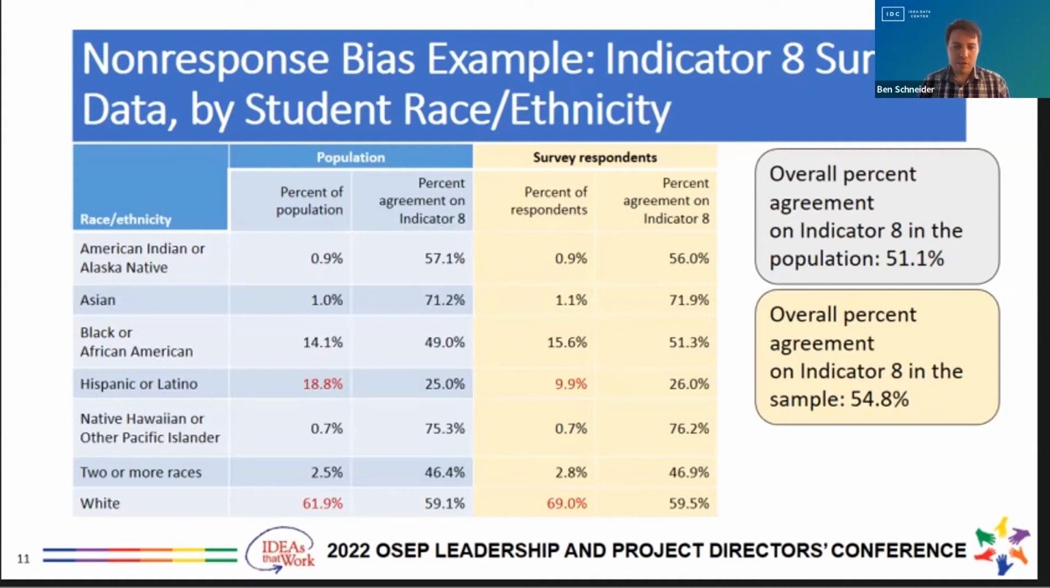These parents are underrepresented. Second, the underrepresented group differs in what we're trying to measure. In the population, agreement on indicator 8 is much lower for parents of Hispanic or Latino students, 25%, than for other parents. So we have systematic underrepresentation and differences between the underrepresented group and other groups, and thus we have non-response bias.